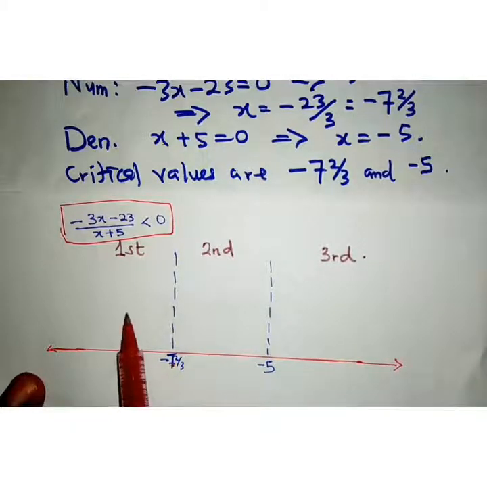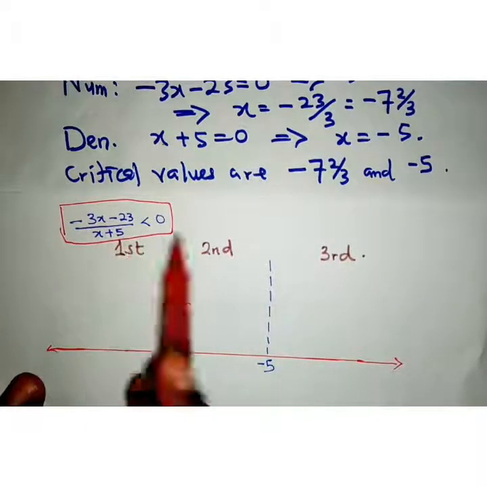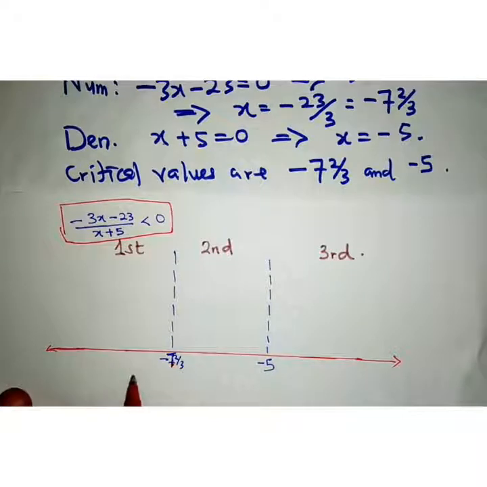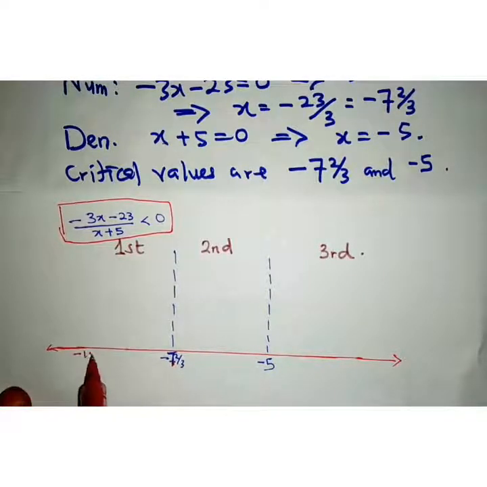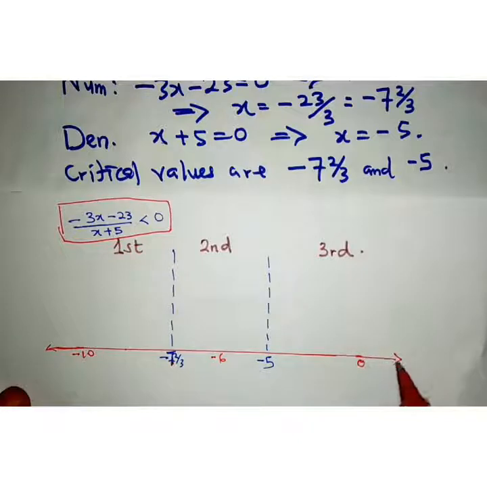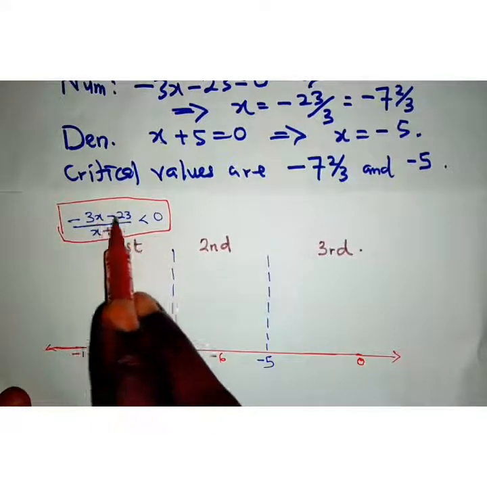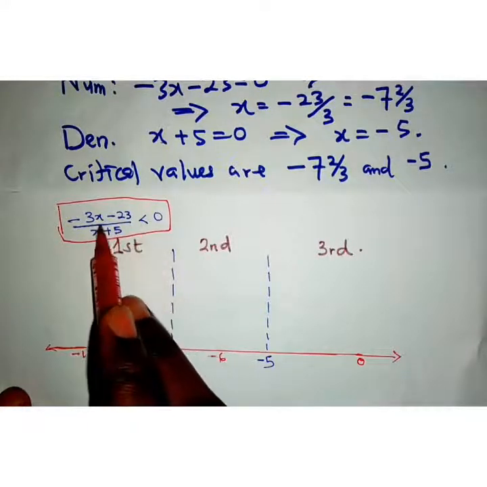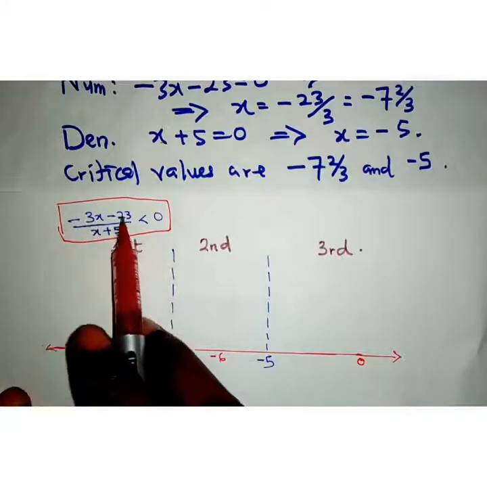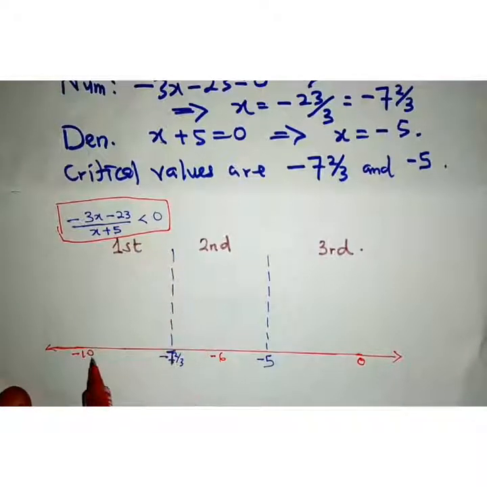So we now pick a number in each interval and check if it satisfies this inequality. For the first interval, I decide to pick minus 10. For the second interval, let's pick minus 6, and for the third interval we pick 0. So we test each of them and see whether this value is negative. Remember, we are looking for values of x where this expression is less than 0, or negative. So let's test for minus 10.